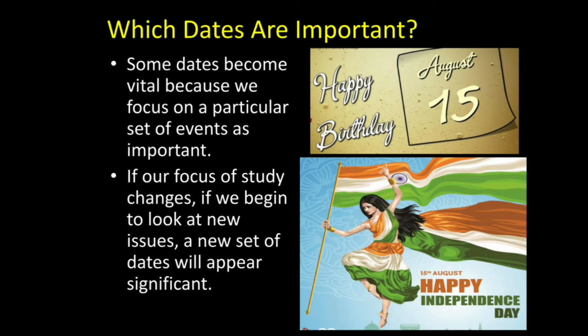For example, suppose you have 7 friends. All 7 friends have different dates of birth. Then there must be 7 different dates which are important for each individual friend of yours, but those same dates might not be important for you. So a date becomes important when some important event is associated with that date.